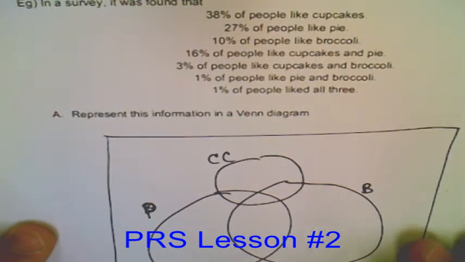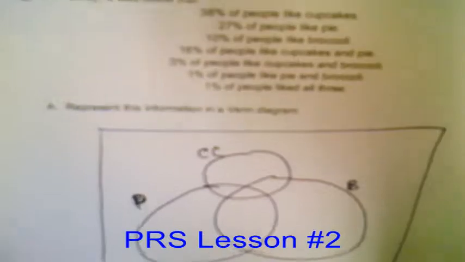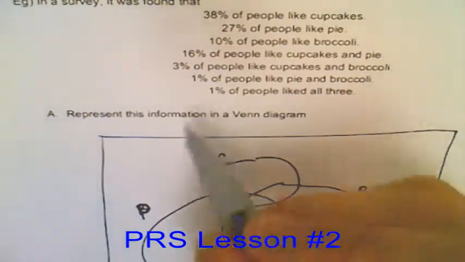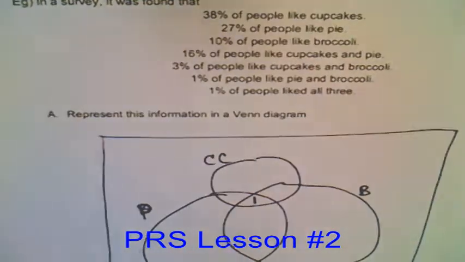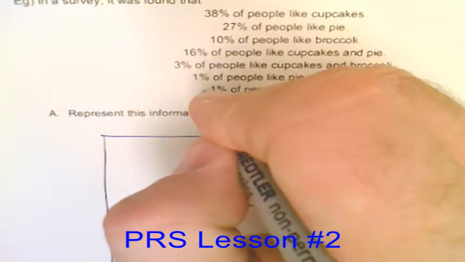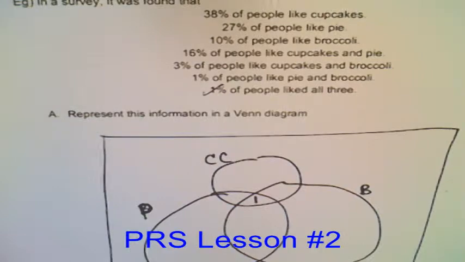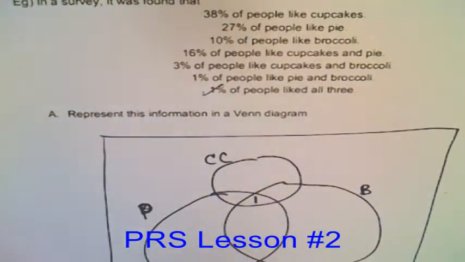things. In a survey, it was found that 38% of people, and it's talking percent of people, so 38% of people like cupcakes, 27% of people like pie, 10% like broccoli, and you can read it. So in this particular case, I've got a Venn diagram, I've got three situations. Okay? I've got a circle here, and that could be cupcakes. I've got a circle here, which is going to be pie. That's a P. And I've got a circle here, which is going to be broccoli.